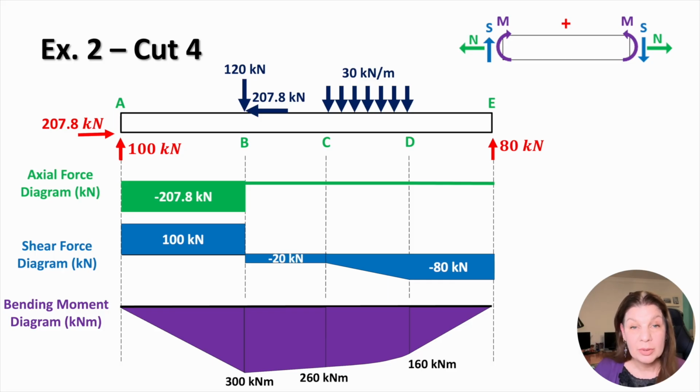So this example brings together all key behaviors: axial force from horizontal loading, step changes in shear from point loads, linear variation in shear from distributed loads, and parabolic variation in bending moment due to the UDL. These relationships are fundamental to understanding beam behavior and will be used repeatedly, as I said, in analysis and design.